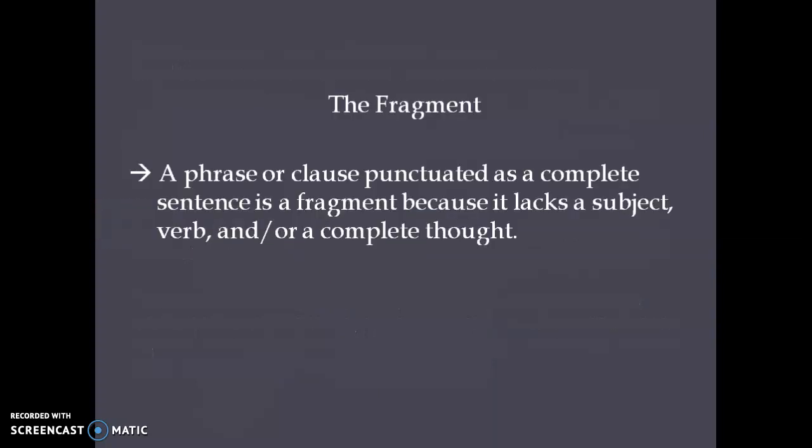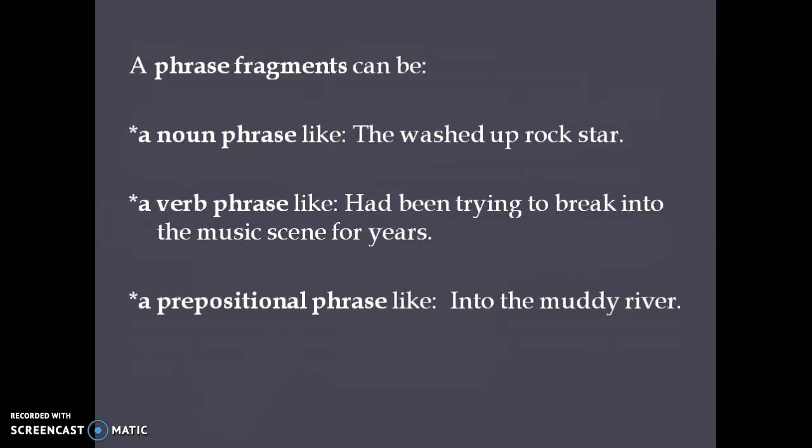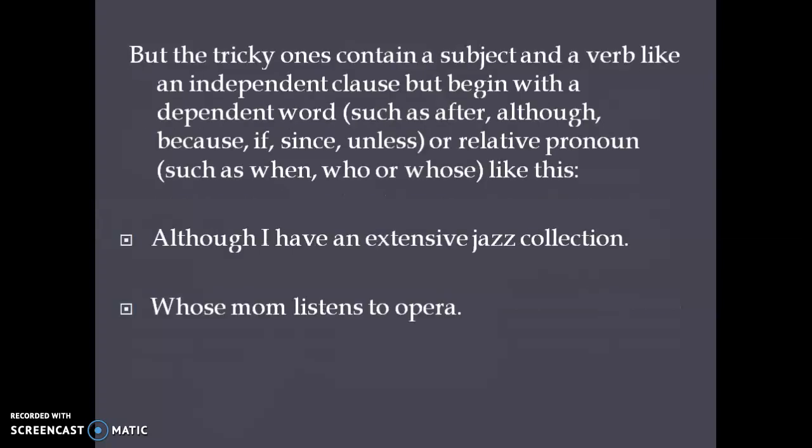So a fragment is an incomplete sentence that lacks a subject, a verb, or a complete thought. These are the different kinds of fragments, or 3 different kinds of fragments, but the trickiest one is a dependent clause fragment. It's what I was referring to before. When you've got this dependent word with a complete sentence, you need to lean that dependent clause up against an independent clause.